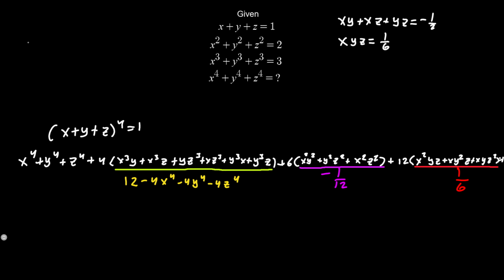So now we could go ahead and finally find x to the 4 plus y to the 4 plus z to the 4. So we're just going to have to add everything. So we have negative 3 times (x^4 plus y^4 plus z^4), and then we have plus 12, and then minus 1 over 6 times 1/12, which is going to be negative 1/2. And then plus 12 times 1 over 6, which will just be plus 2. And that is all equal to 1.